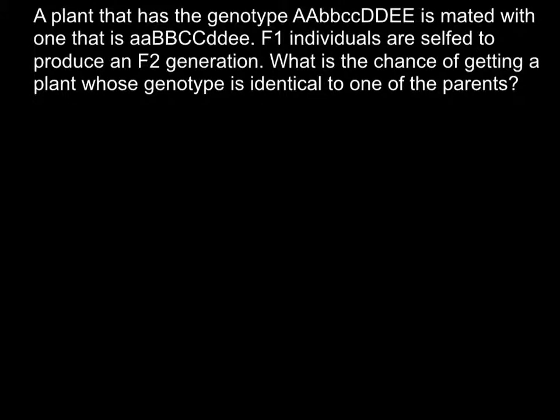Hi, in this video I want to explain how to apply the law of probability to genetics problems. Today's problem is a plant that has the genotype that is here. I won't read it aloud, you can see it. It is mated with one that is here, and F1 generation individuals are selfed to produce the F2 generation. What is the chance of getting a plant whose genotype is identical to one of the parents?